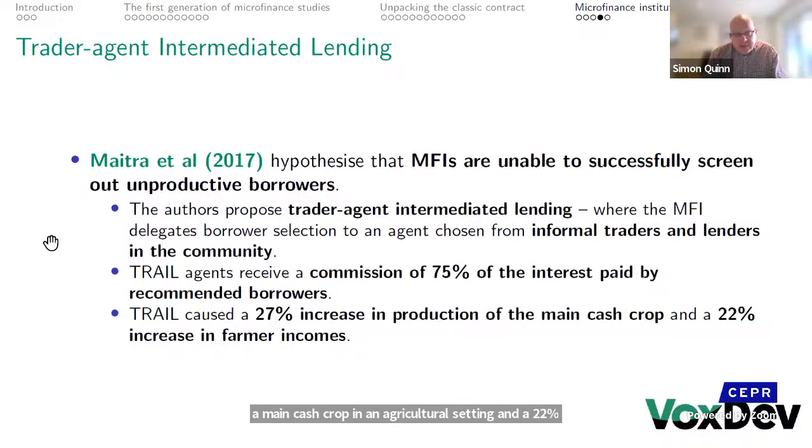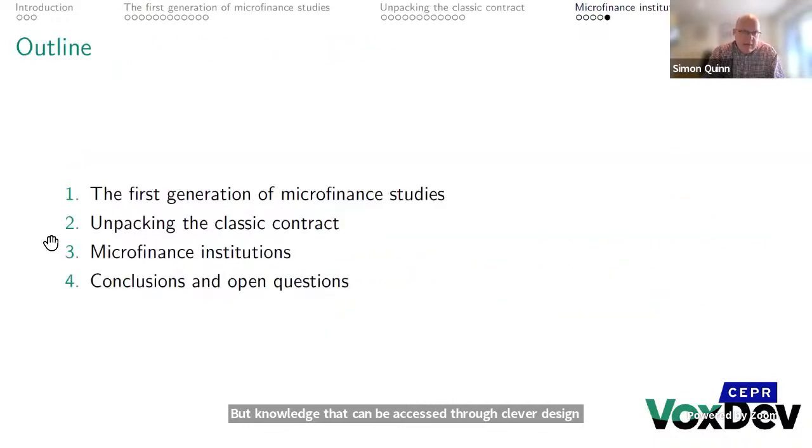So again, a suggestion that there's important local knowledge that might be difficult for microfinance institutions to aggregate at the overall institutional level, but knowledge that can be accessed through clever design of contracts for the loan officers themselves. I think this is a very exciting area and one that will, I hope, in future continue to parallel the discussion that we have about microfinance borrowers, because it really thinks about the implementability of a lot of the very interesting innovations that we've discussed.